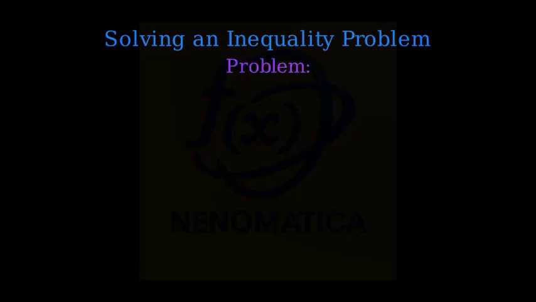Here is our problem. We need to prove that the following inequality is true. a over b plus c, plus b over c plus a, plus c over a plus b is greater than or equal to 3 over 2, where a, b, and c are all positive real numbers.